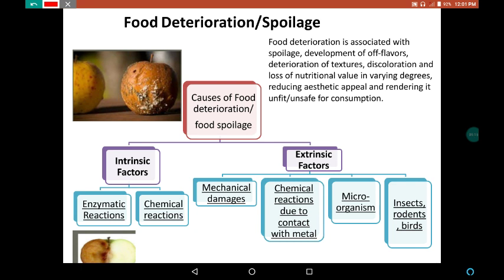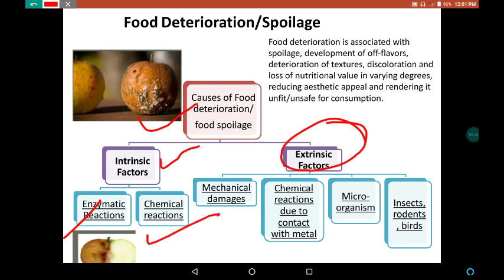So why are foods deteriorated? Why does spoilage occur? Let's take a look at the causes of food spoilage. There are two types of factors: intrinsic and extrinsic. Some natural factors and some external factors are responsible for spoiling the food. Natural factors are enzymatic reaction and chemical reaction.